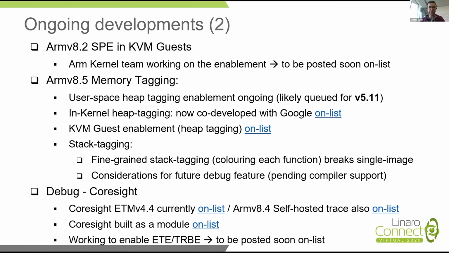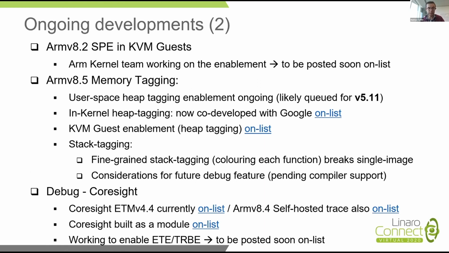I mentioned memory tagging. Memory tagging is progressing quite well, actually, towards merge. At the moment, we are only enabling scenarios with heap tagging, and that is what is under development for both user space exposure for Android systems, for example, or other commercial distros to pick up, and also what has been ongoing in the kernel. In-kernel support is now co-developed with Google. There are common patches available on list between Arm and Google that try to enable the in-kernel heap tagging support.